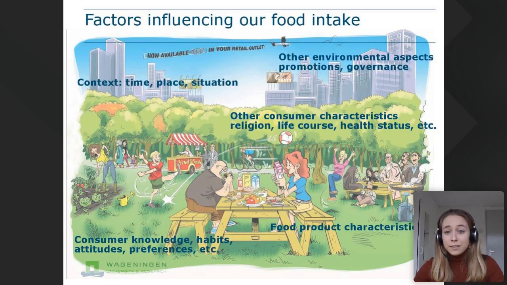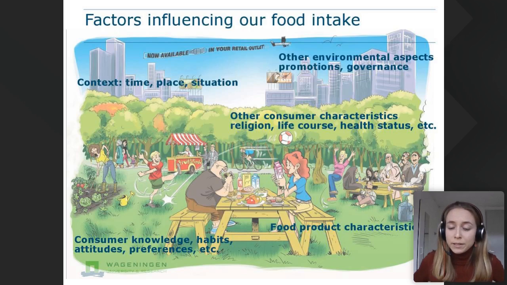Then the second one is context. So a lot of these things are also context dependent. So what is the time that you're eating? So if I offer you a snack at 10 in the morning, you might respond differently compared to 4 in the afternoon, and also the type of snack you would eat at that time. It also depends on the place where you're at and the situation. So are you still studying? Are you at your work? Are you having dinner with friends or having some drinks with your friends? That all depends and influences our food intake.